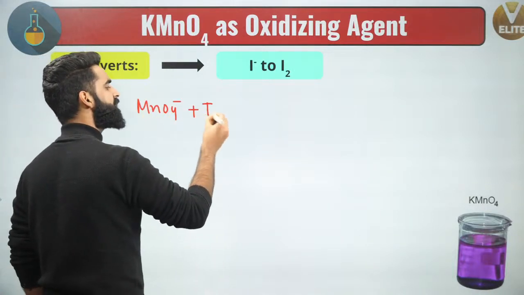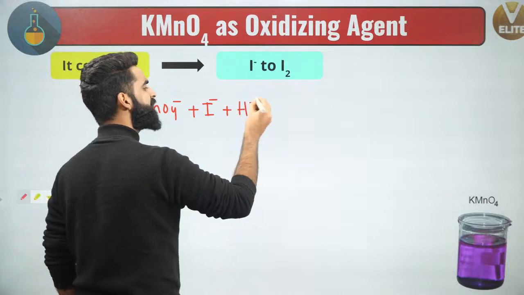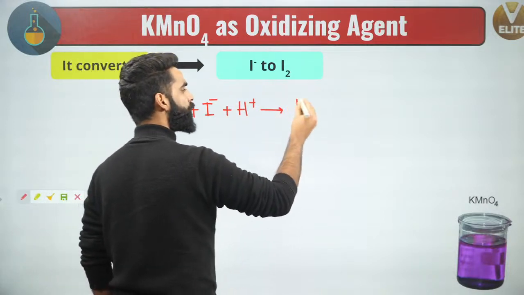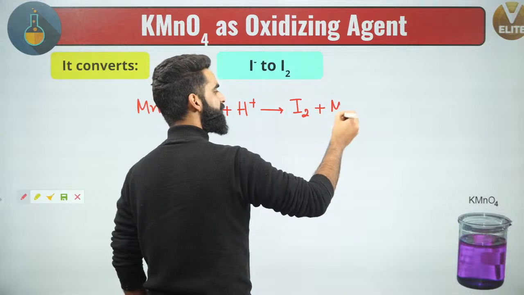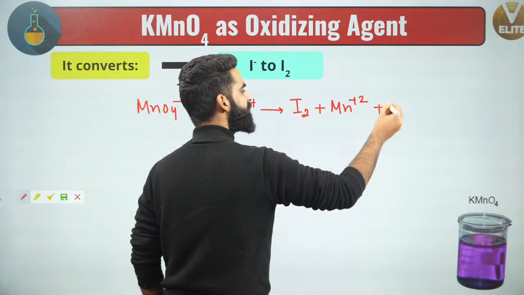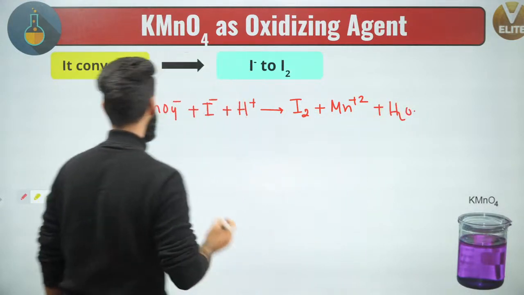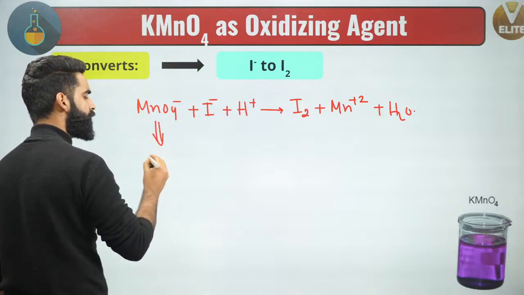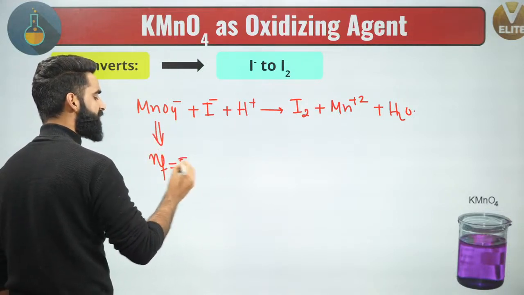It converts I negative in which medium? In acidic medium. To what? It converts I negative to I2 and itself gets converted to Mn di positive, and with this I'll write some water as well. First thing, you already know the n factor of MnO4 negative in acidic medium. We already know that is equal to 5.